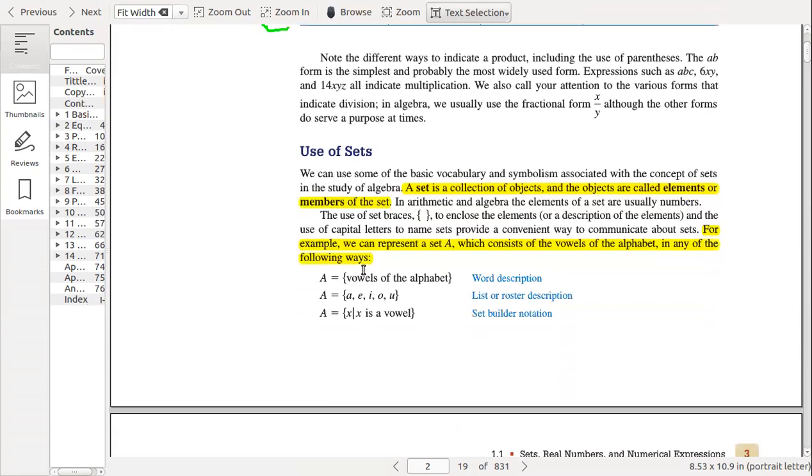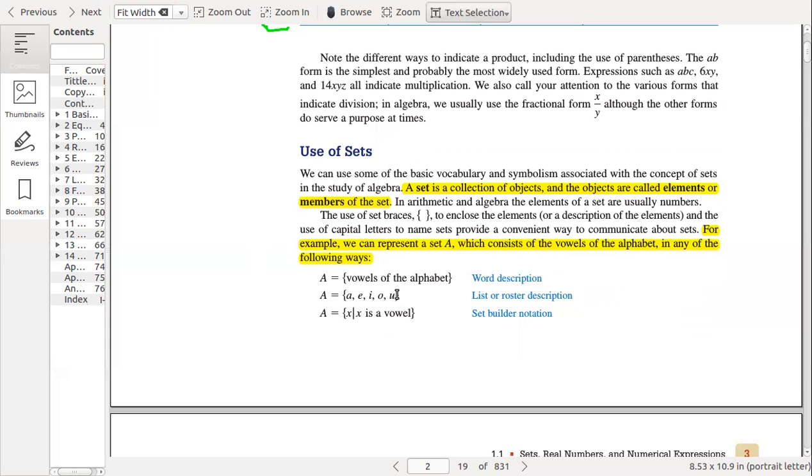Now we come to sets, where there are three forms to write a set. A set is a collection of objects, and the objects are called elements of the set or members of the set. In arithmetic and algebra, the elements of a set are usually numbers. We use set braces to enclose the elements or a description of the elements. For example, we can represent a set A which consists of the vowels of the alphabet in any of the following ways. The first is the word description form, in which we write a statement that A is the set of vowels of the alphabet.